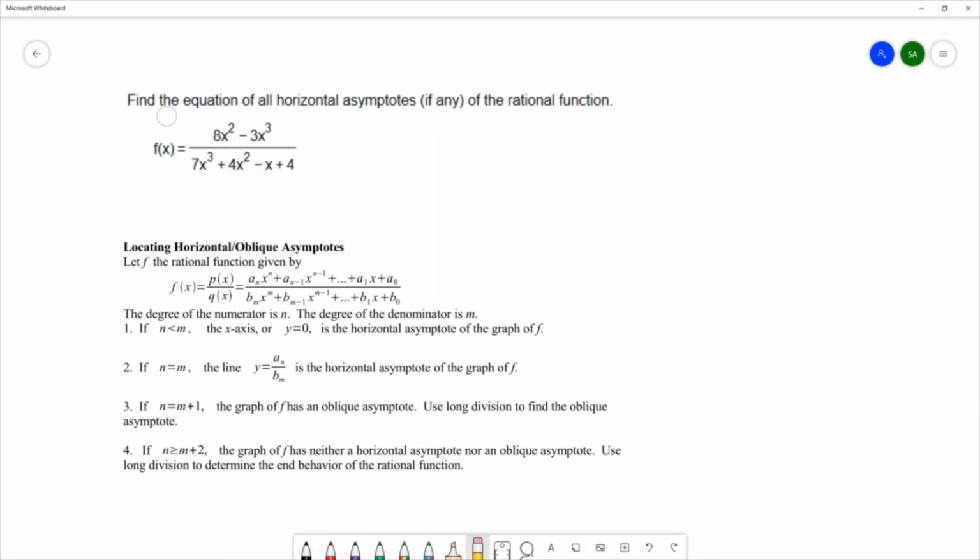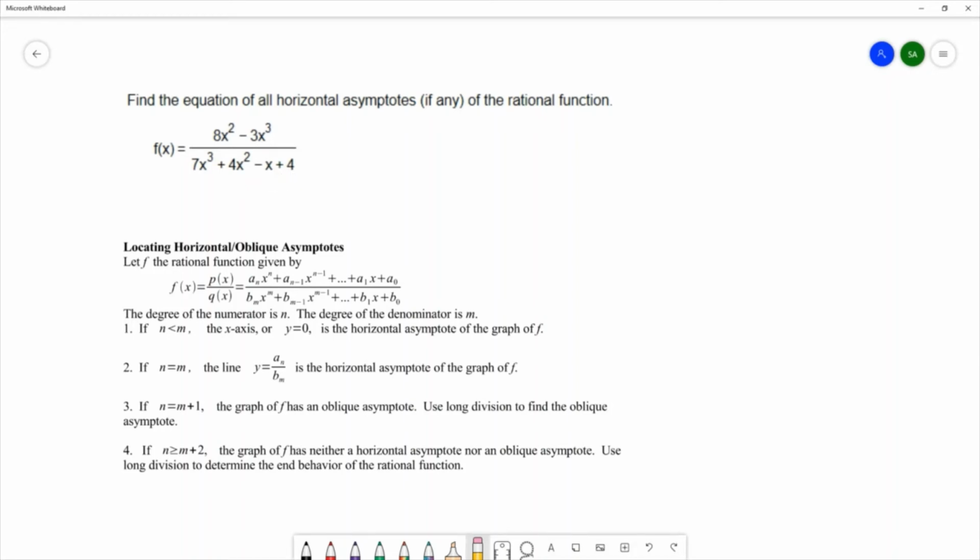For this question, we want to find the equation of any horizontal asymptotes of this rational function. So we're given this rational function here, f of x equals 8x squared minus 3x cubed over 7x cubed plus 4x squared minus x plus 4.